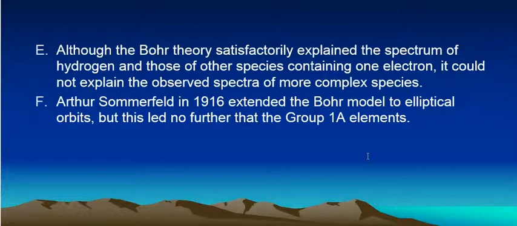So the Bohr model could explain the spectrum of hydrogen and species containing one electron, which is very few, but it could not explain the observed spectra of the more complex species. If you have more than one electron, it did not work. So the Bohr model works for hydrogen, great. It did not work for anything with two or more electrons.